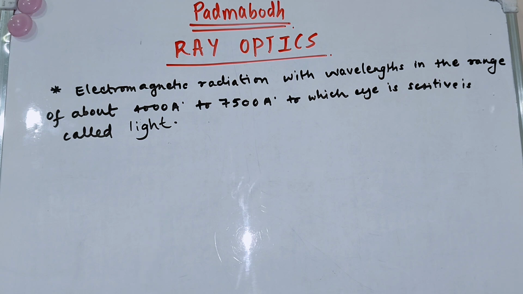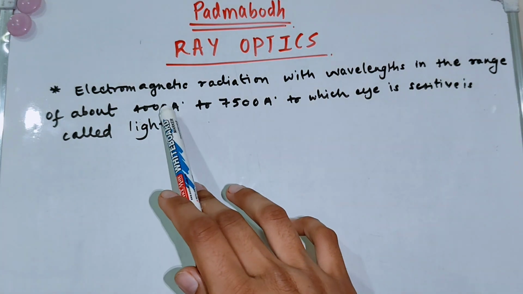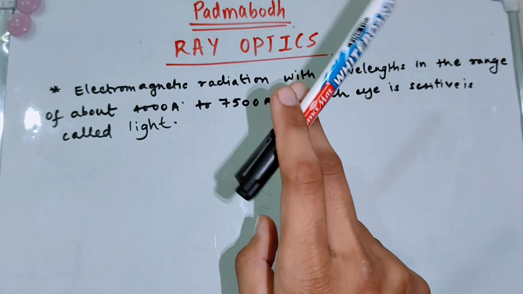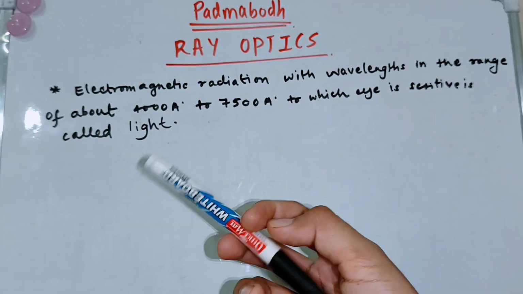So what is ray optics? Ray optics is the branch of physics which deals with the particle nature of light. So first of all, what is light? The electromagnetic radiation with wavelengths in the range about 4000 angstrom to 7500 angstrom, to which the eye is sensitive, which means which we can see, is called light.